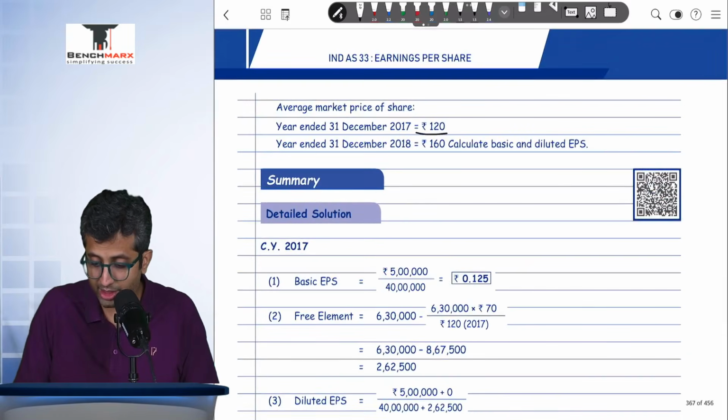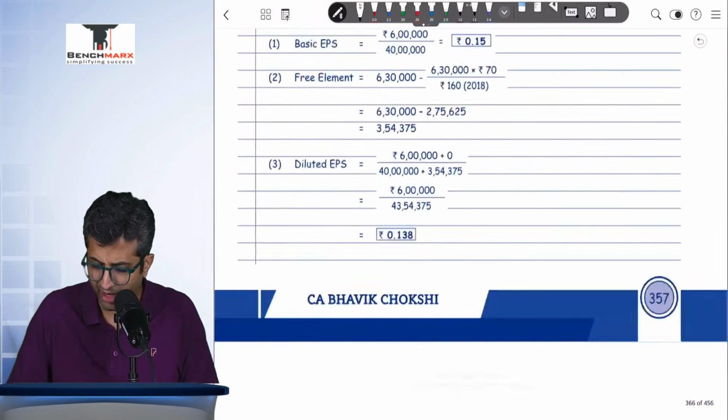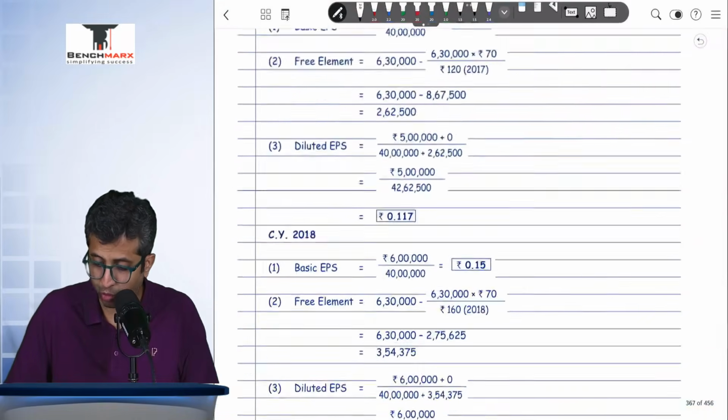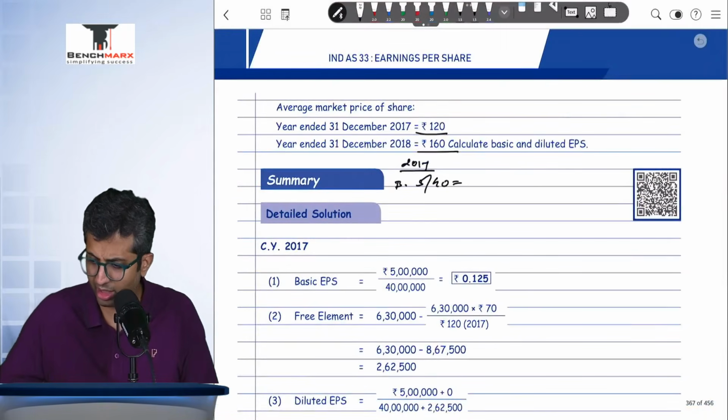The average market price can also change. So what do I have to do? Well, if I go to the year 2017, I will first find the basic EPS. Basic EPS is calculated as 5 lakhs divided by, in the denominator, I will take 40 lakhs. And hence 5 divided by 40 comes to 0.125.